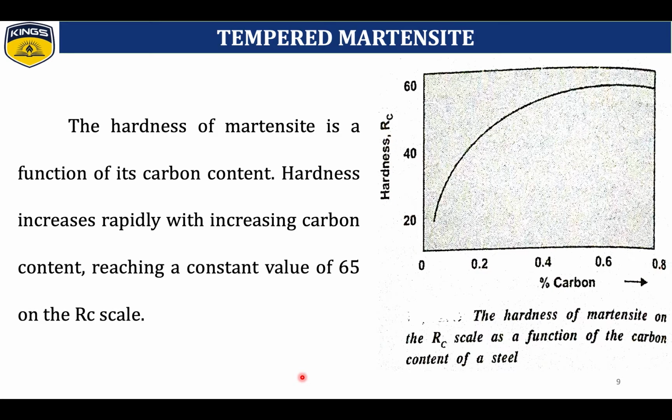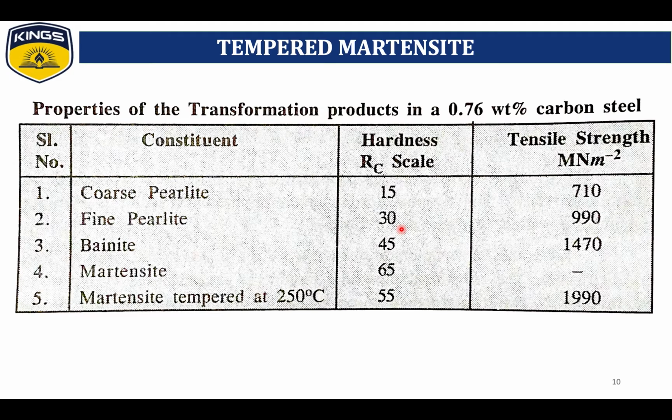Here, this diagram shows the hardness values of almost 65 on the Rockwell C scale. That is carbon and hardness, a type of hardness test. As we said, reheating the transformation product will give tempered martensite. Here are the properties of the transformation products with respect to 0.76 weight percentage carbon steel. These tests go for all types of material or all types of transformations.